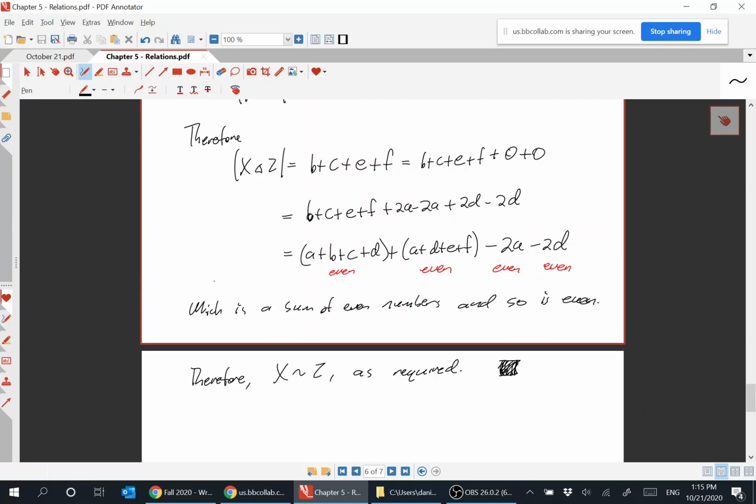So that's an equivalence relation on the power set of a finite set. Of course, you can't use infinite sets because then there's no such thing as even and odd anymore. All right. So more on equivalence relations next time.